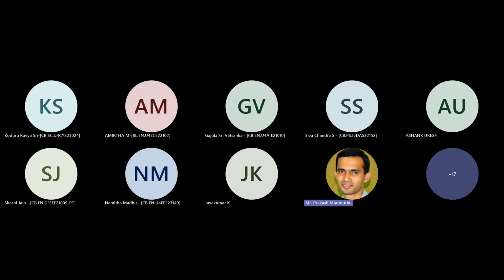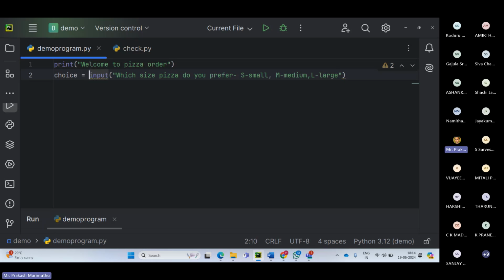Small, medium or large. Here they have to give an input. Then based on the choice, let me declare the bill. Initially the bill is equal to 0. If the input choice is equal to small.